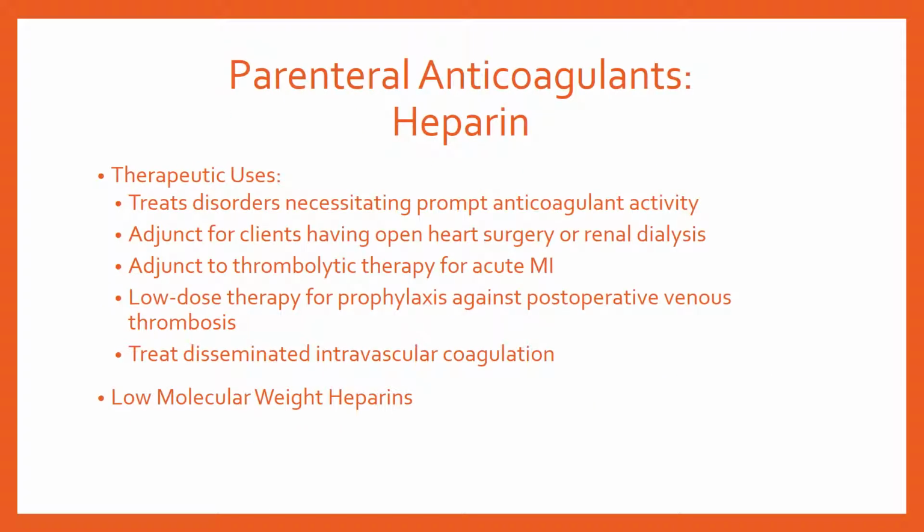Okay, parenteral anticoagulants. We're going to talk about heparin first. Therapeutic uses: to treat disorders necessitating prompt anticoagulant activity; an adjunct for clients having open heart surgery or renal dialysis, as well as thrombolytic therapy for acute MI; low dose therapy for prophylaxis against postoperative venous thrombosis; and to treat disseminated intravascular coagulation, or DIC. It can also be given as low molecular weight heparins, which would be more your sub-Q injections.